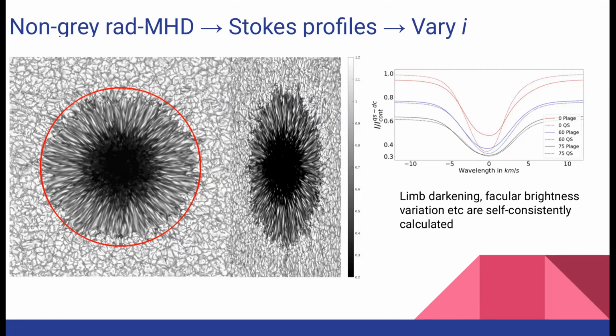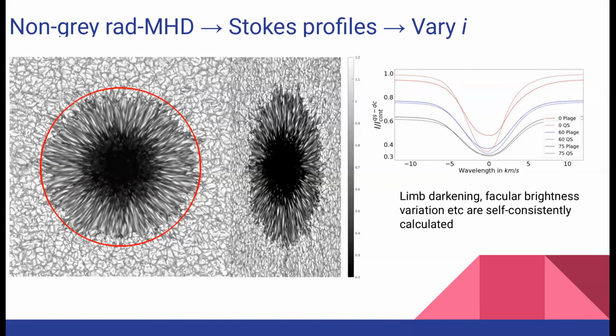So for example, you can see here, this is a spot at 60 degrees, and the foreshortening of the penumbra that I was talking about is automatically visible here. And here I've shown you, on the right, some example Stokes profiles of a spot and a facular region. The dashed lines are quiet sun and the solid lines are plage. And you can see as you're moving towards the disk center, your faculae become brighter than your quiet sun.